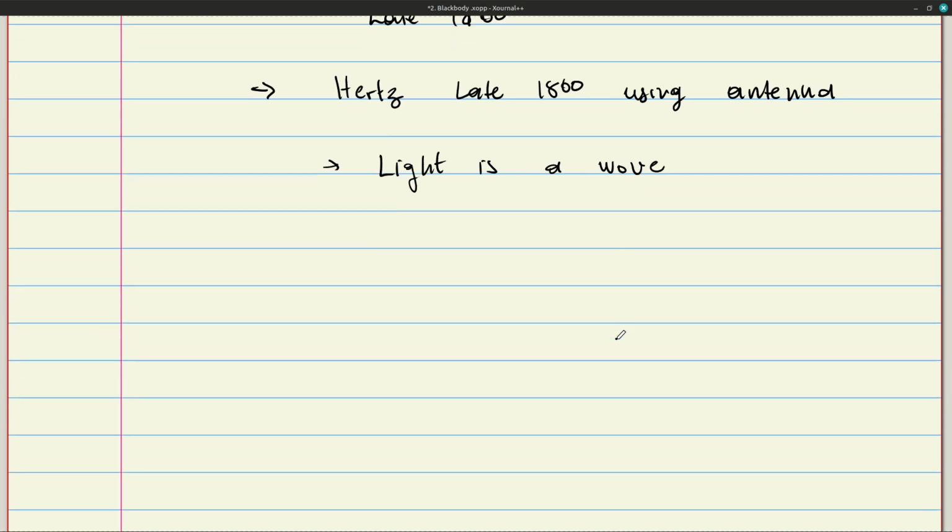However, this was not actually the end of the story. In the early 1900s, there was a new experiment called blackbody radiation. And let's talk about this for just a few minutes.